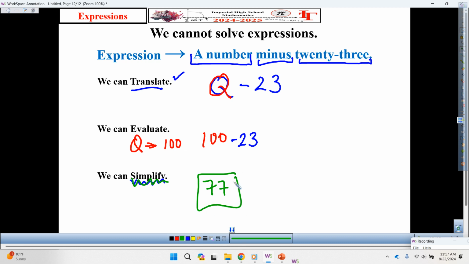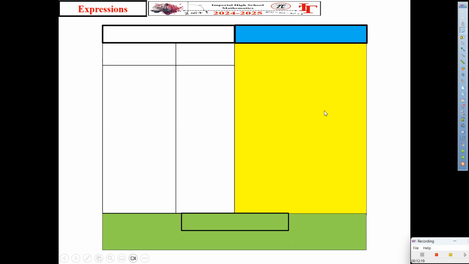Did I solve anything? No. All I did is make the expression, give it a value, and make it smaller. That's what we call simplifying an expression. Now, when we get into equations, then we have to do stuff to both sides and a bunch of other things. That's something else. Okay? All right. Good review. Move forward.